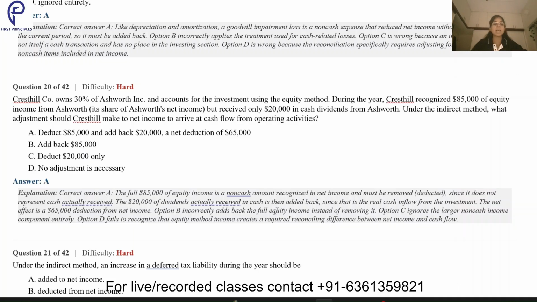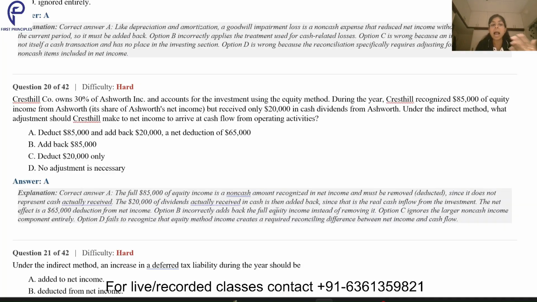So let's have a look at the options. Option A: deduct 85,000 and add back 20,000, a deduction of 65,000. Is this correct? Yes, this is correct. Why? Because we should reduce the 85,000 and add back the 20,000, so we will get a net deduction of 65,000.